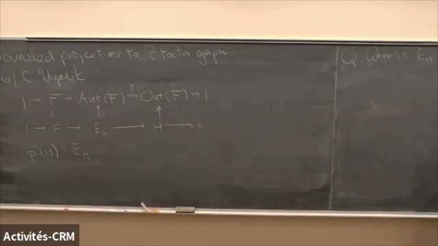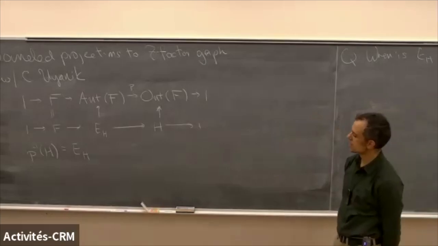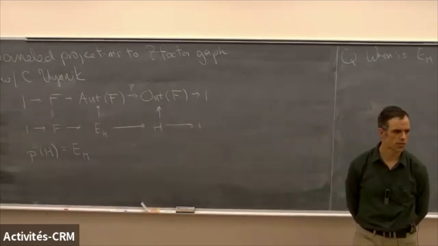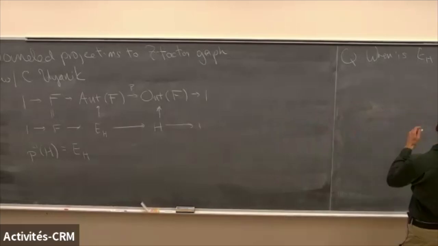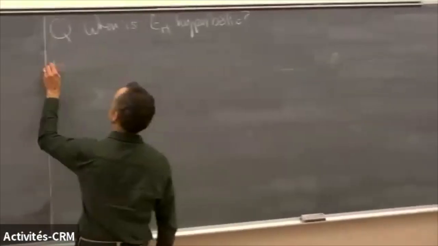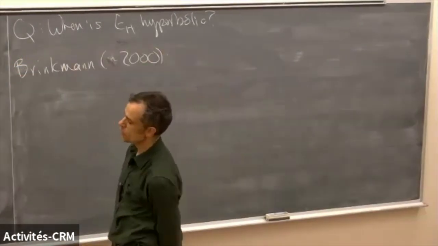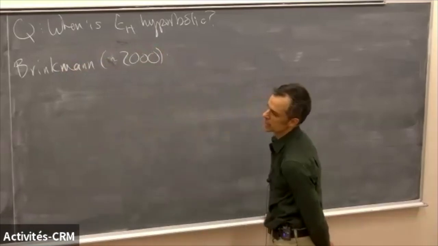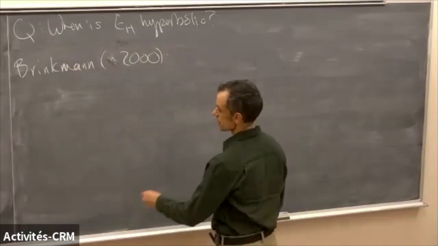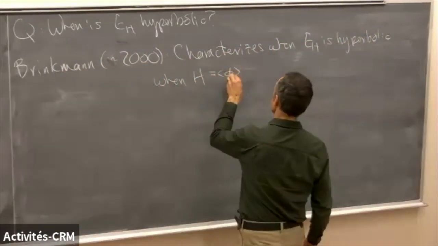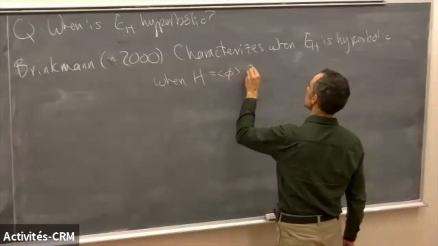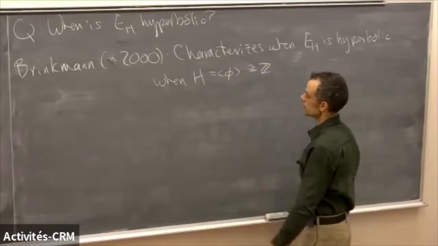objects that will arise here. But let me mention some of the results that are known for free groups on this question. The first one I want to mention is due to Brinkmann. Brinkmann gives a characterization for when the extension group is hyperbolic in the case that H is infinite cyclic, generated by some outer automorphism phi, isomorphic to Z. So an infinite order element.